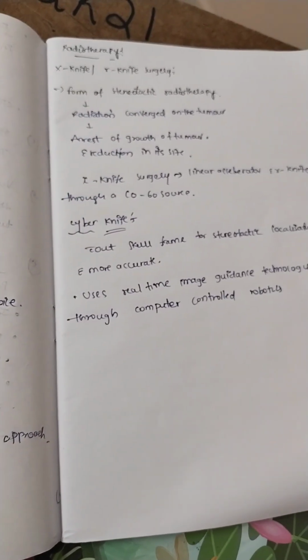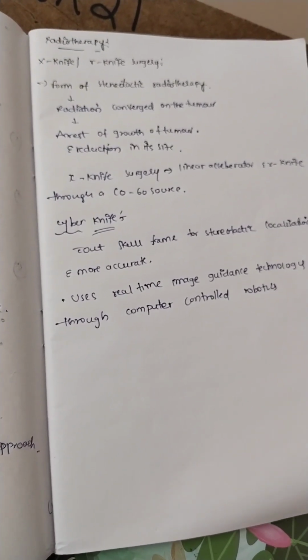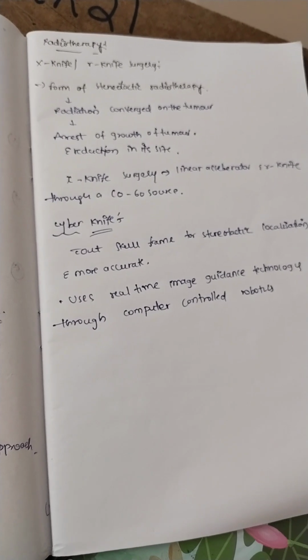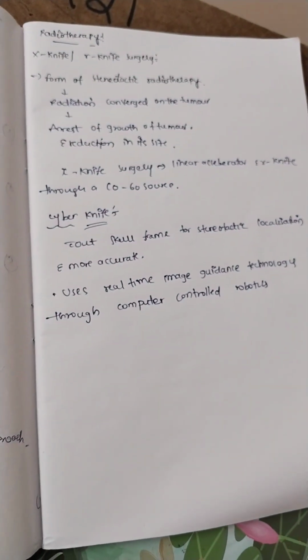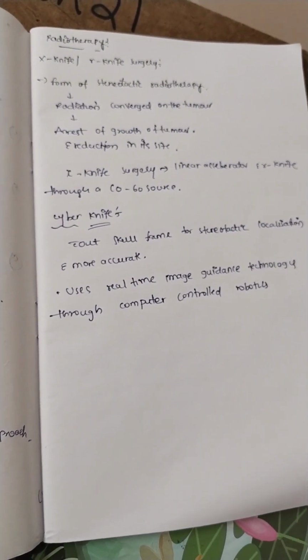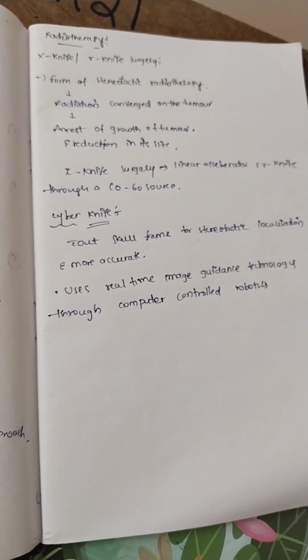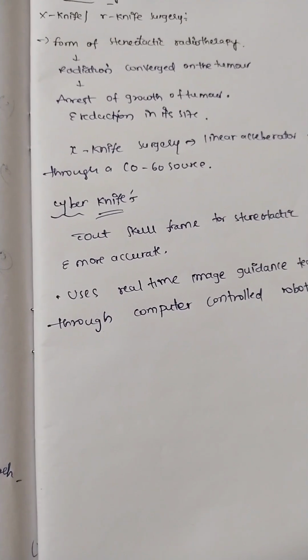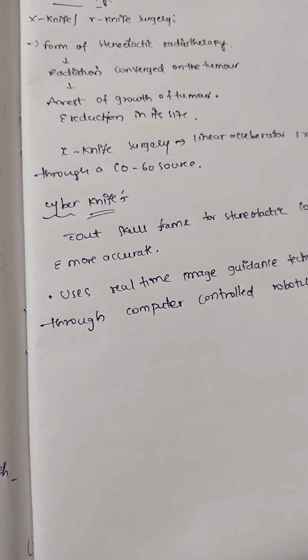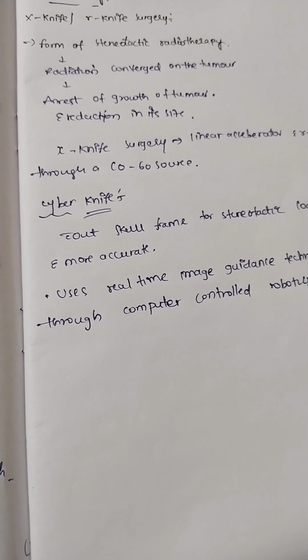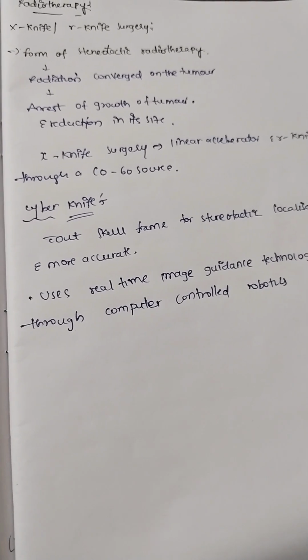Radiotherapy is X knife or gamma knife surgery. If the patient is not willing to undergo surgery, you can do this. It is a form of stereotactic radiotherapy, gamma knife therapy or X knife therapy. Radiation converged on the tumor arrests the growth of the tumor, so it reduces its size.